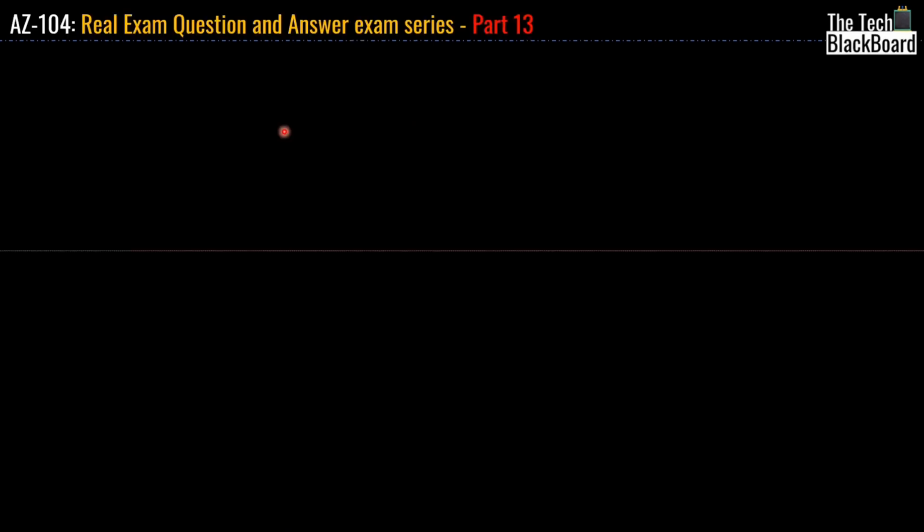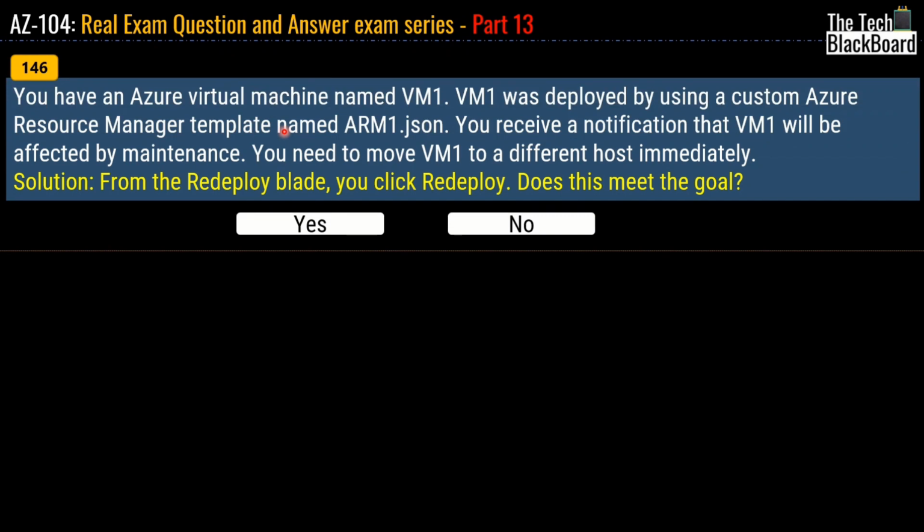So let's begin our part 13 with question number 146. The question says that you have an Azure virtual machine named VM1. VM1 was deployed by using a custom Azure Resource Manager template named arm1.json. Now you receive a notification that VM1 will be affected by maintenance. You need to move VM1 to a different host immediately. The solution given here is from the redeploy blade, you click redeploy. Does this meet the goal?